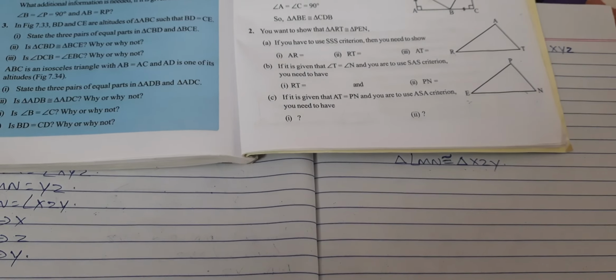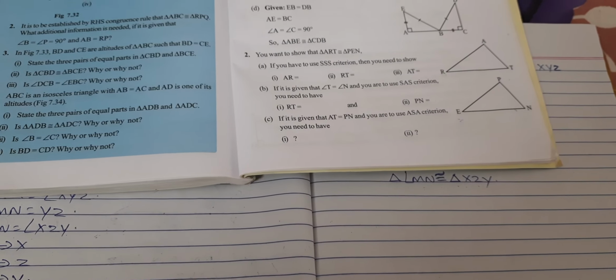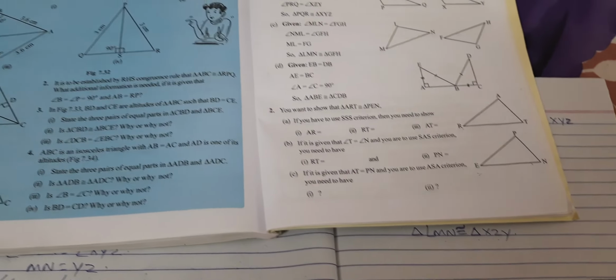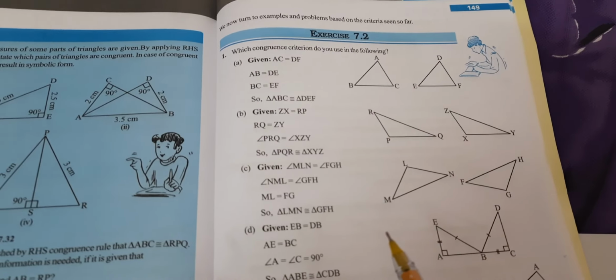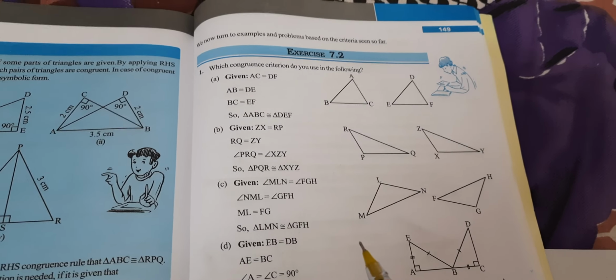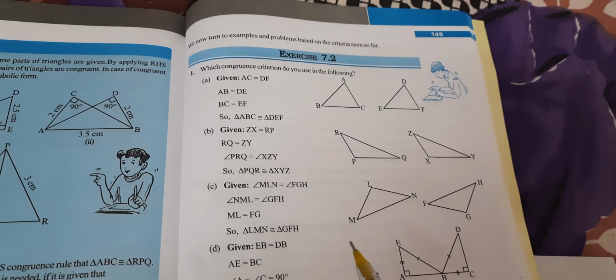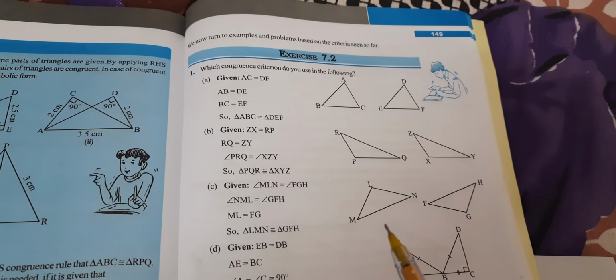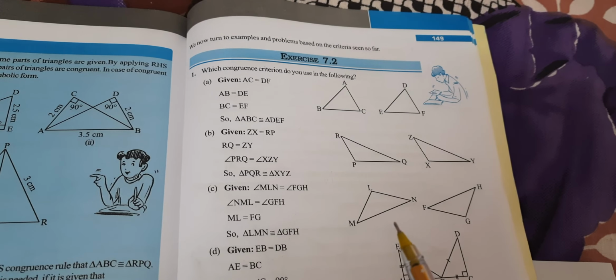Good morning, students. Now we have seen the theory of criteria of congruency of triangles. So now let's go to exercise 7.2. First question: which congruence criterion do you see in the following? We have seen in the theory there are 4 types of criteria for congruency.